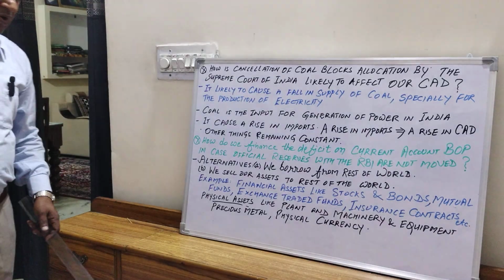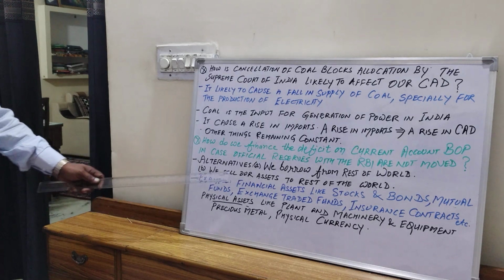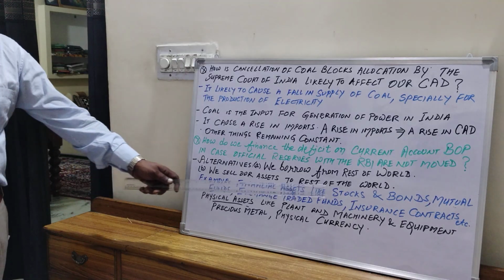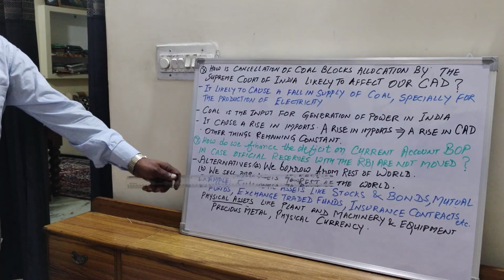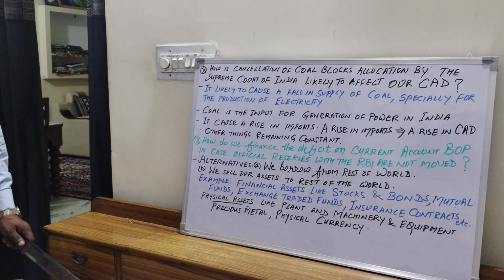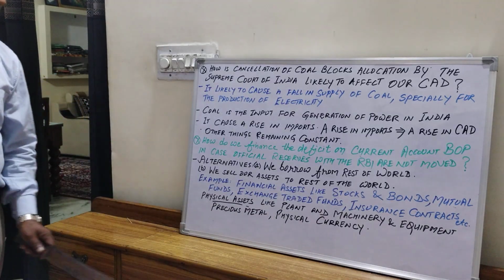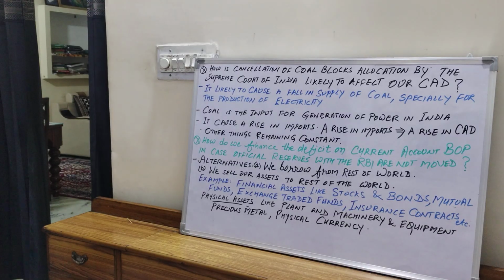Under that we can borrow from the rest of the world and sell to the rest of the world financial assets as well as physical assets. Financial assets like stocks, bonds, mutual funds, exchange traded funds, insurance contracts, etc., government securities too; physical assets like plant, machinery, equipment, precious metal, physical currency, etc. So these are the two small questions based on logical thinking. So do practice on this question. Thank you very much.